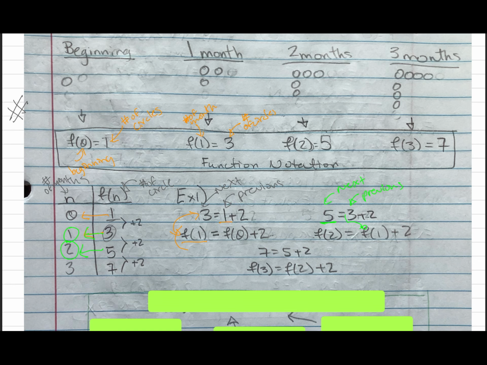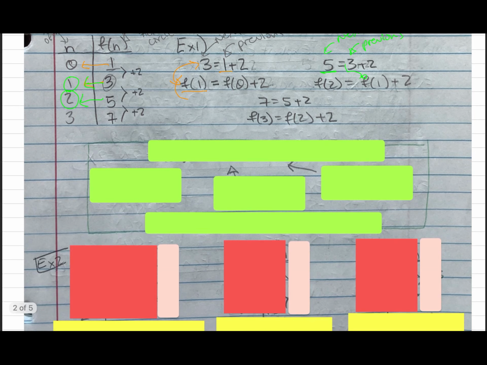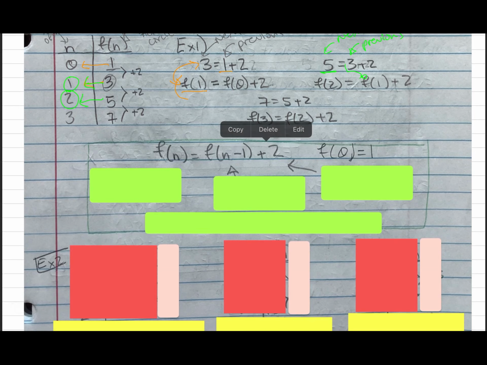So when we write this in basic, like we don't know any numbers, we write it as f of n is equal to f of n plus 2. Okay? So again, this means right here, to get our next number, we take our previous number and add the common difference.